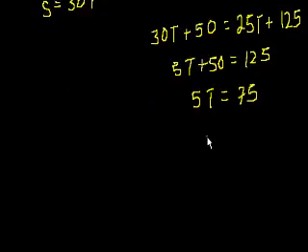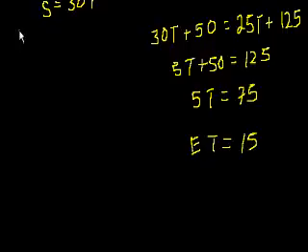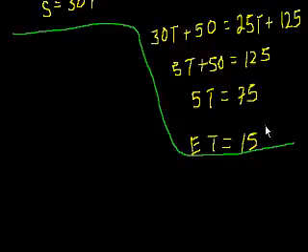And then T is equal to, let's see, 5, is it 15? Right, it's 15. T is equal to 15. 15 times 5 is 50 plus 25, right, 75. T is 15, so the answer is E. Next question.